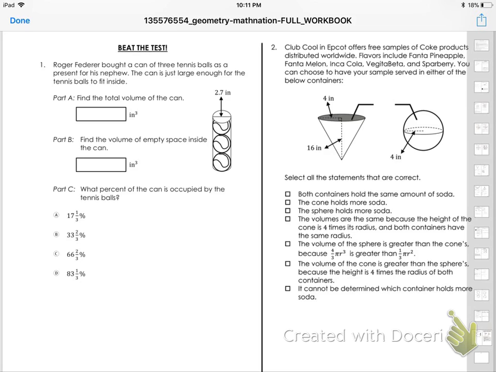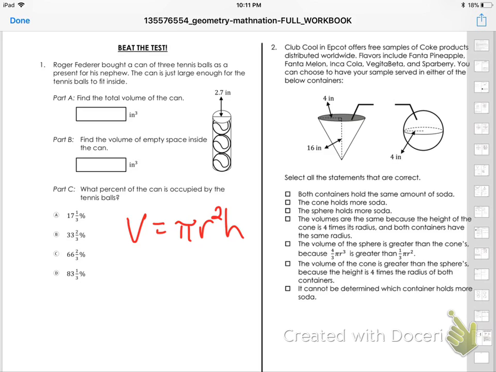So, beat the test. Roger Federer bought a can of 3 tennis balls as a present for his nephew. Crappy present. The can is just large enough for the tennis balls to fit inside. Part A, we want to find the total volume of the can. So the can is a cylinder, and the volume of a cylinder is pi r squared h, where r is the radius of the base, h is the height.